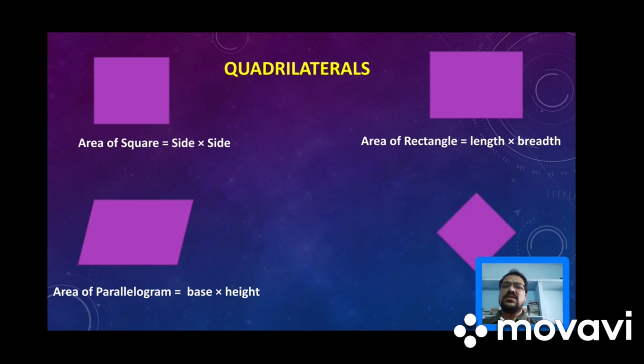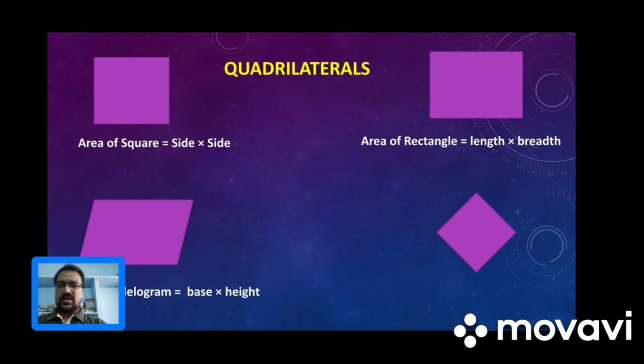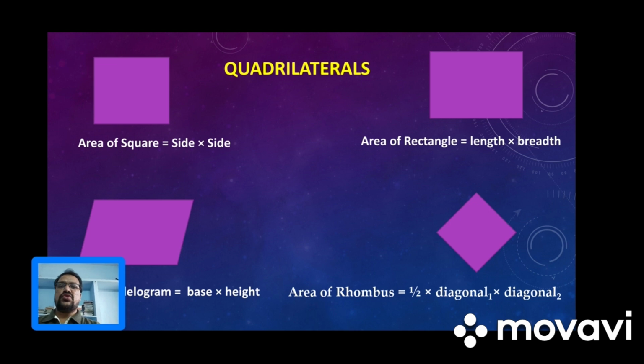What about this? This is the rhombus. What is the area of rhombus? Area of the rhombus is half into diagonal 1 into diagonal 2. There are two diagonals in each quadrilateral. So in rhombus, area of the rhombus is half into diagonal 1 into diagonal 2.